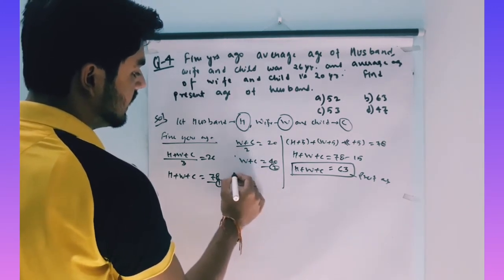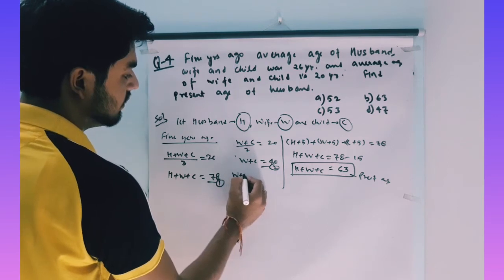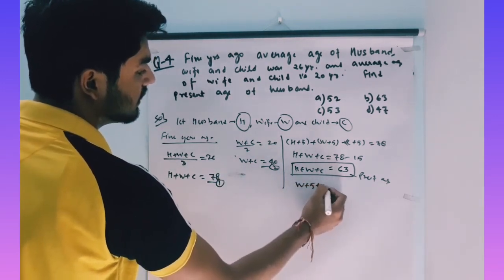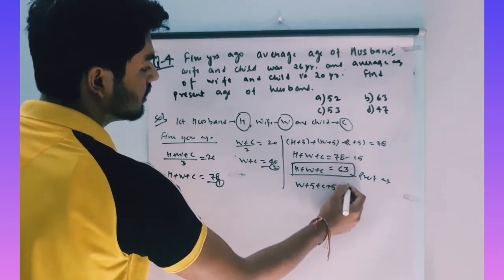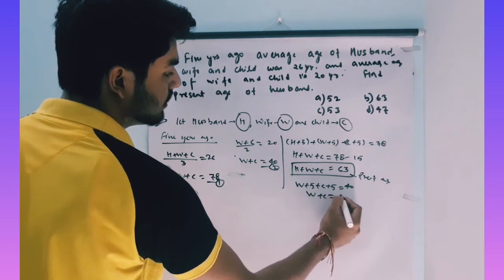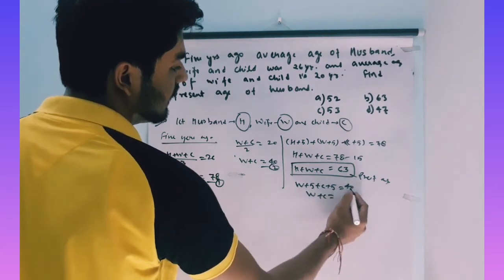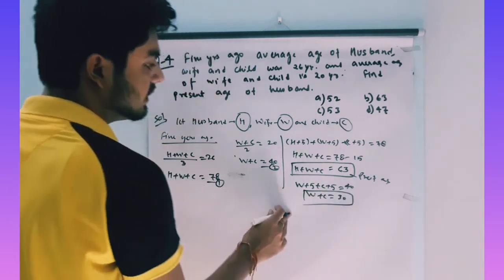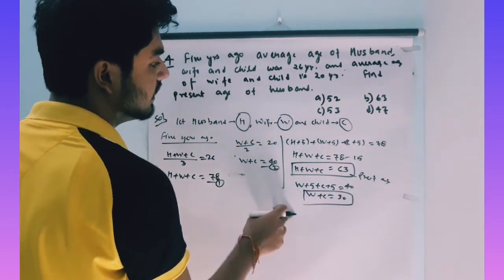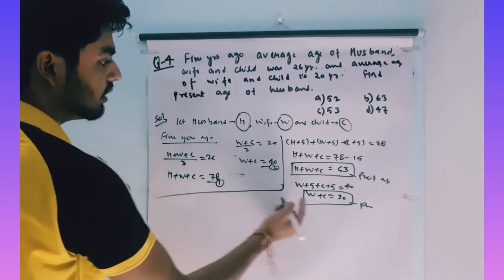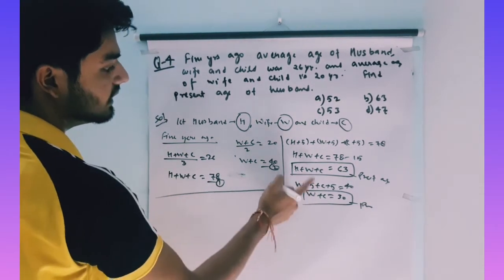Now in this second equation, with present age, W plus 5 plus C plus 5 is equal to 40. We get W plus C is equal to 40 minus 10, which is 30. Present age of wife and child is 30. These are the present ages.